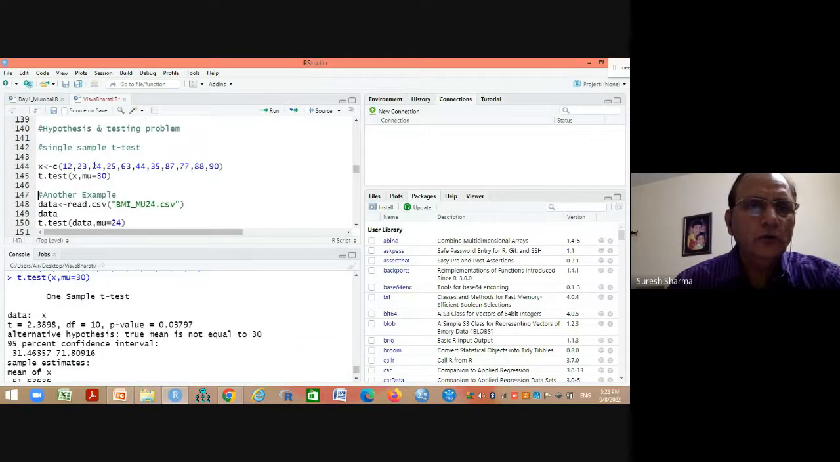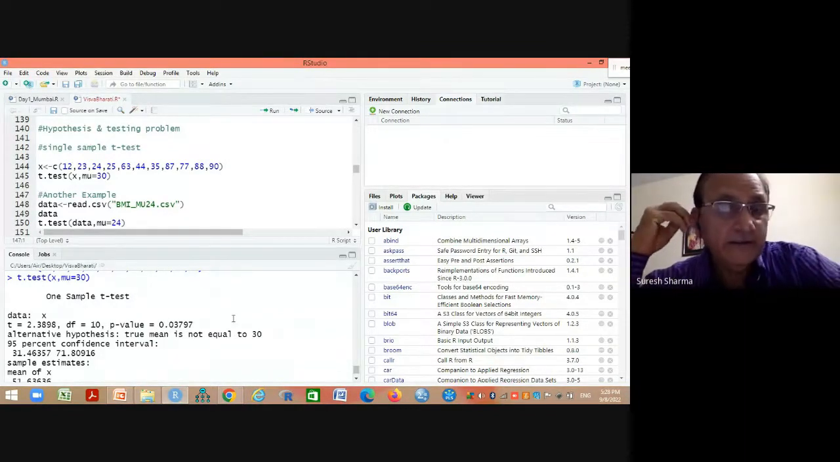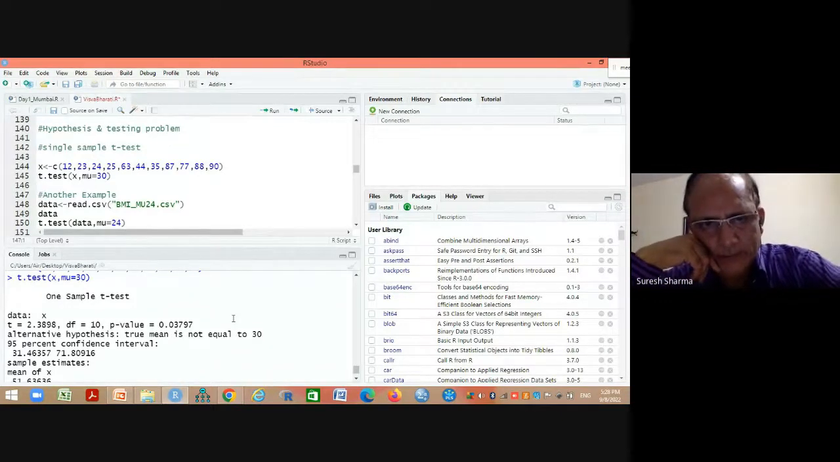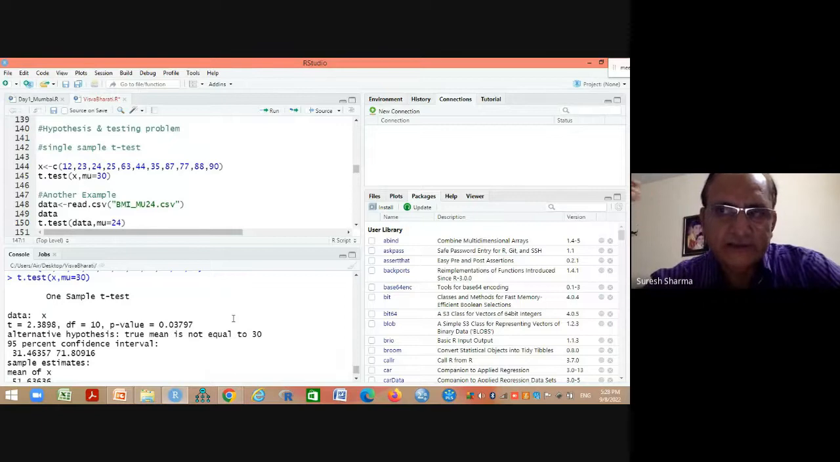Degrees of freedom: how many observations? It will be one less than the number of observations. 1, 2, 3, 4, 5, 6, 7, 8, 9, 10, 11. So 11 minus 1, 10. So degrees of freedom is 10. And your p value is 0.037. 0.037 is less than 0.05.